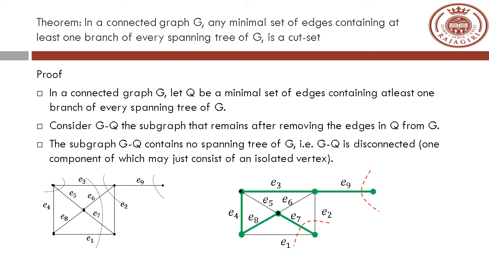Consider G minus Q, the subgraph that remains after removing the edges in Q from G. Consider the example. If you are removing the edges E1, E2, E7, the graph will be disconnected into two. That means we will get an isolated vertex and the rest of the graph. That means the subgraph G minus Q contains no spanning tree of G. That is, G minus Q is disconnected, one component of which may just consist of an isolated vertex.